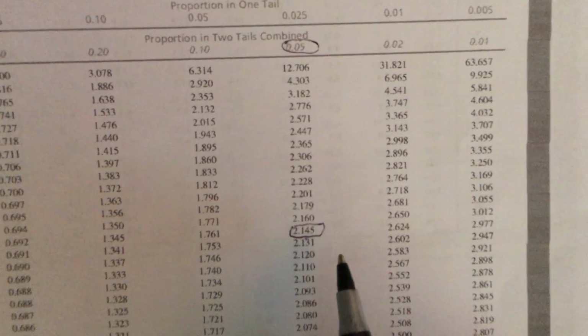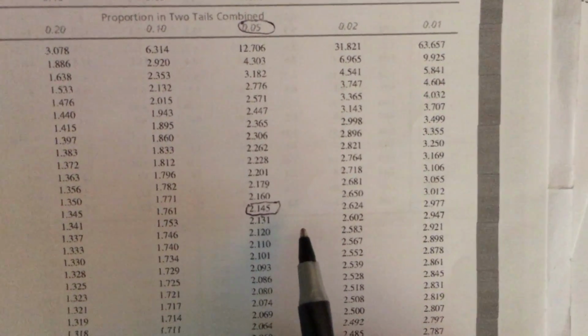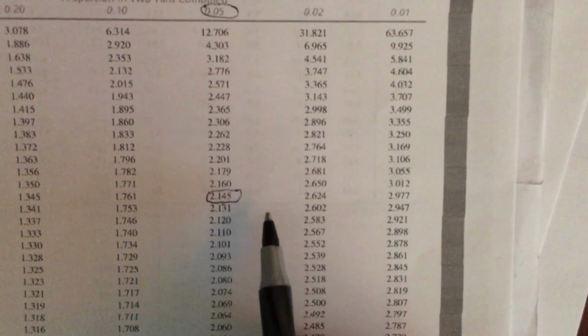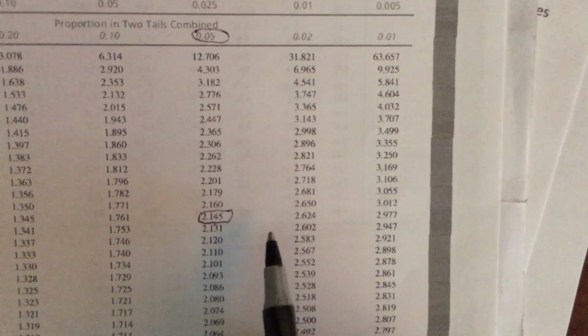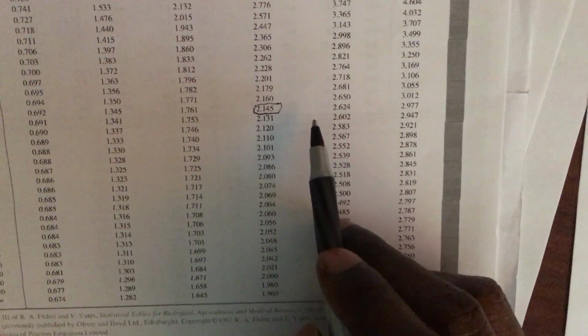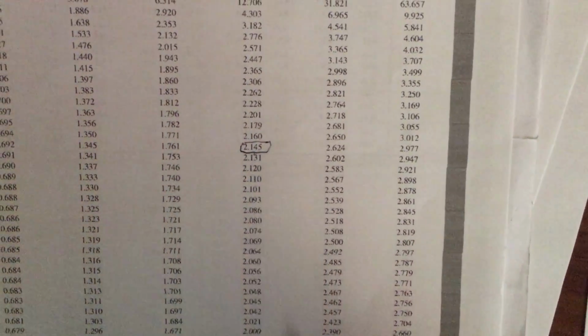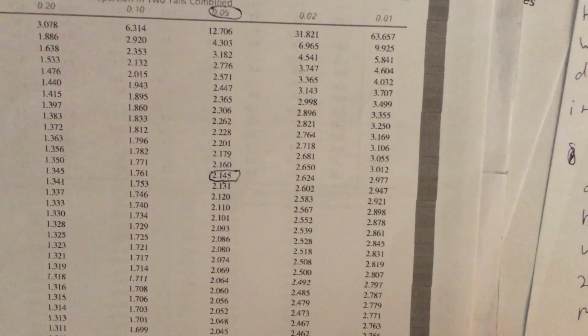So if we get a value greater than this, then we must reject the null hypothesis and conclude that there is a difference between the two schedules. We will use the t-statistic independent measures as the two samples are independent of one another. So our critical value is positive and negative 2.145.